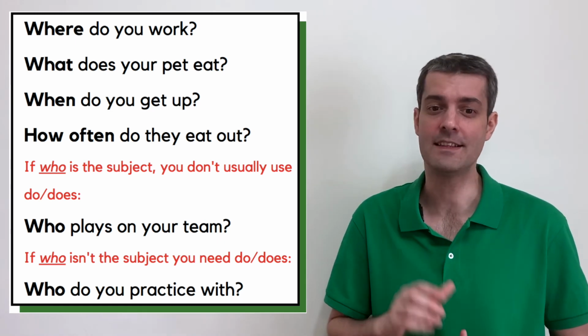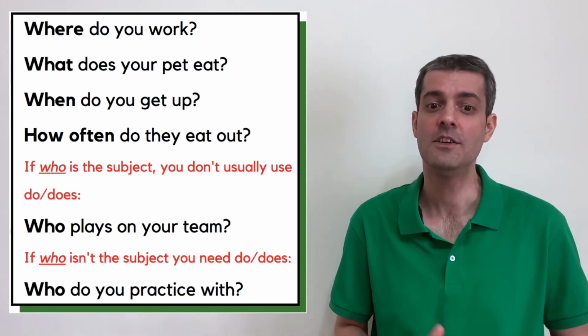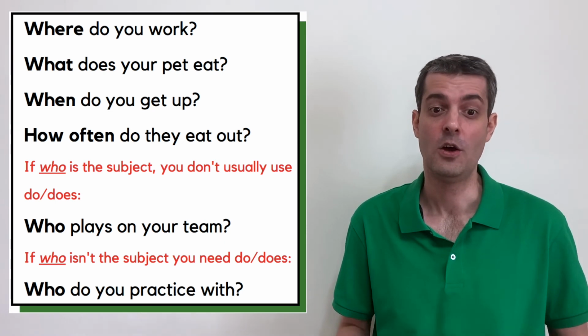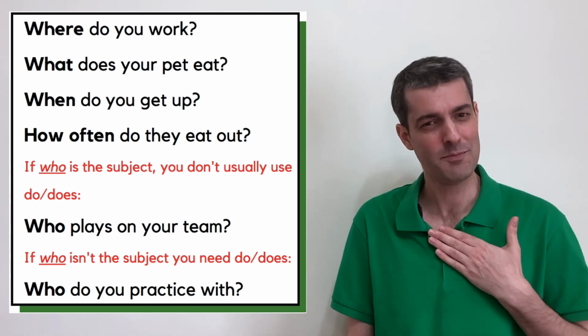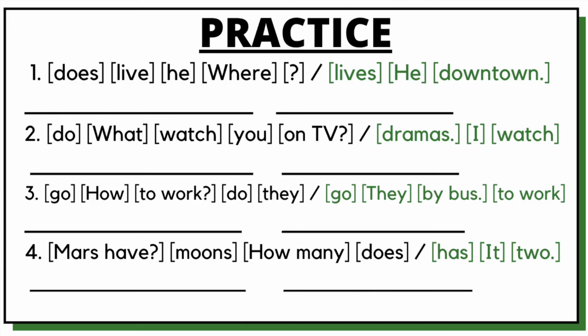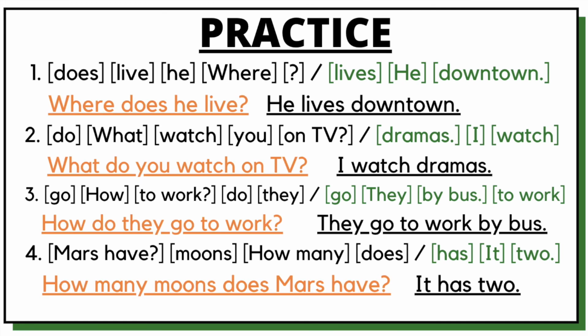If who isn't the subject, you need do or does. Who do you practice with? I practice with Sam. Let's take a moment to practice on our own. In the Google Doc, in a notebook, on a scrap piece of paper, or in your head, unscramble the questions and unscramble the answers. Let's check our work.